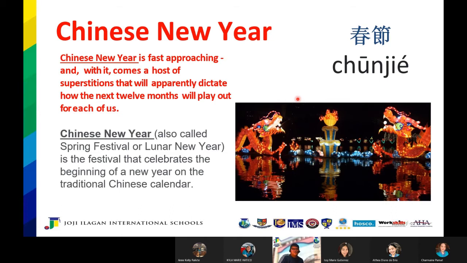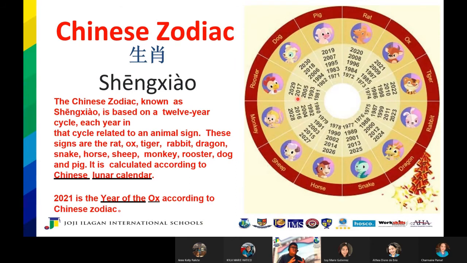Connected to Chinese New Year is what we call the Chinese zodiac sign. In Chinese, it's pronounced as Sheng Xiao. Sheng Xiao. Can you read? 生肖 Sheng Xiao. That is the Chinese word for the Chinese zodiac signs. So what are the Chinese zodiac signs?